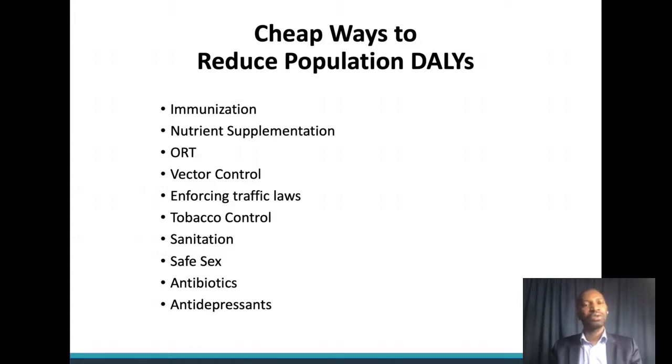Immunization comes on top of that list, followed by nutrition supplementation, vector control, enforcing traffic laws, tobacco control, sanitation, and safe sex. These are all preventive measures. As you can see, antibiotics and antidepressants, which are more treatment and medication, come at the bottom of the list. So prevention is a much cheaper way to reduce population DALYs.